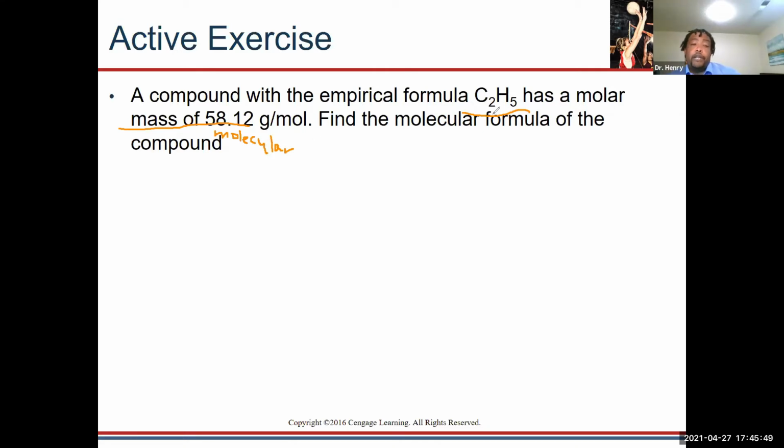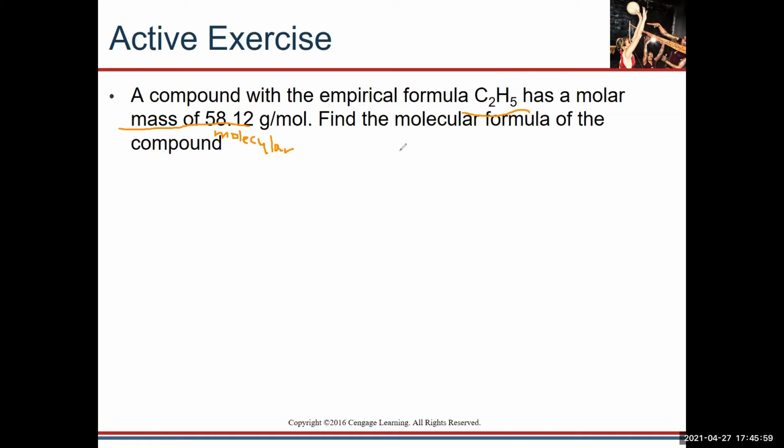So the first thing that we want to do, and thank you for stepping out, Thalia, but we'll try to get you straightened out here real quick in terms of what we're going to do. In this case, we want to find the molar mass of the empirical formula. How would I find the molar mass of the empirical formula?